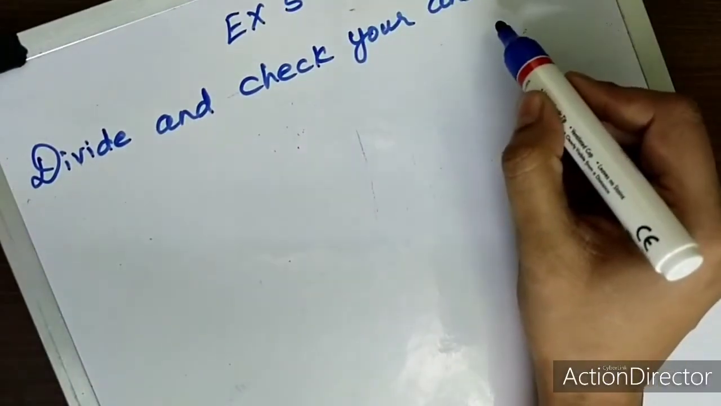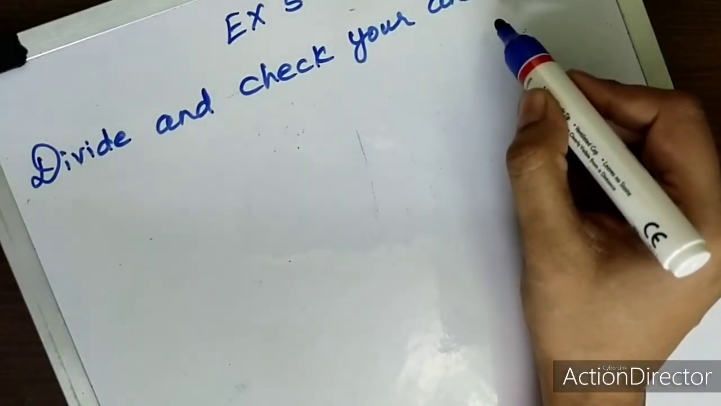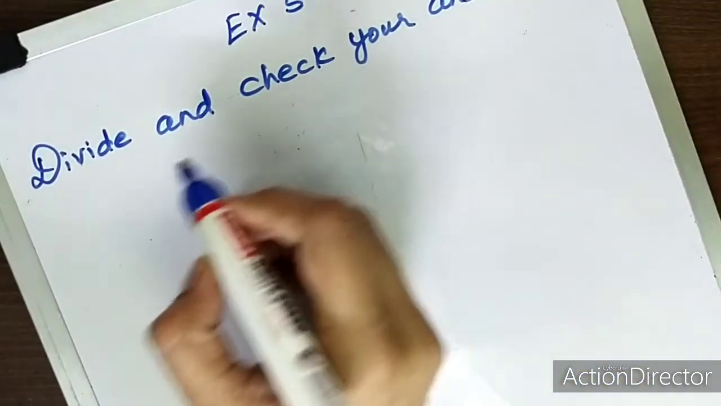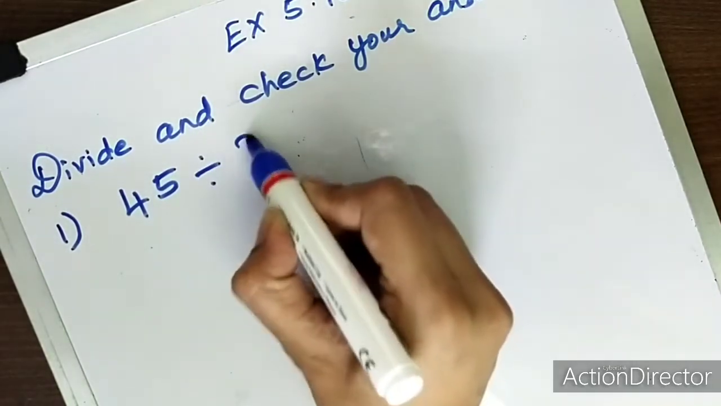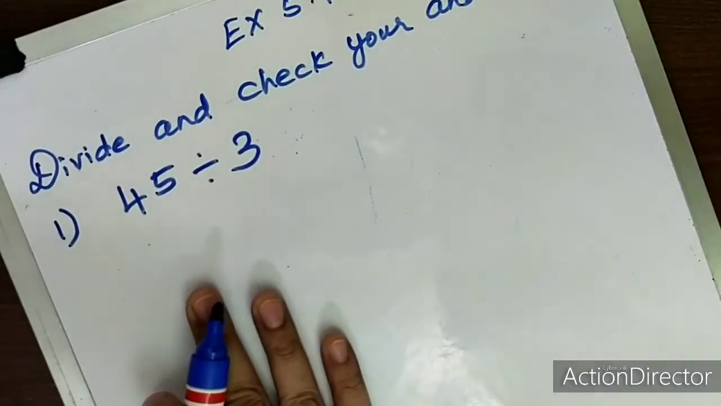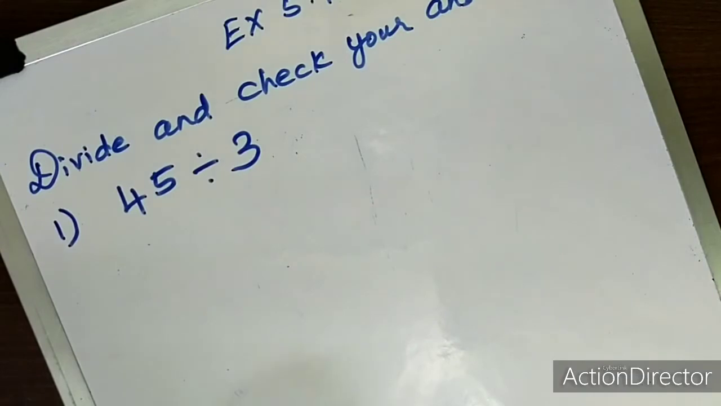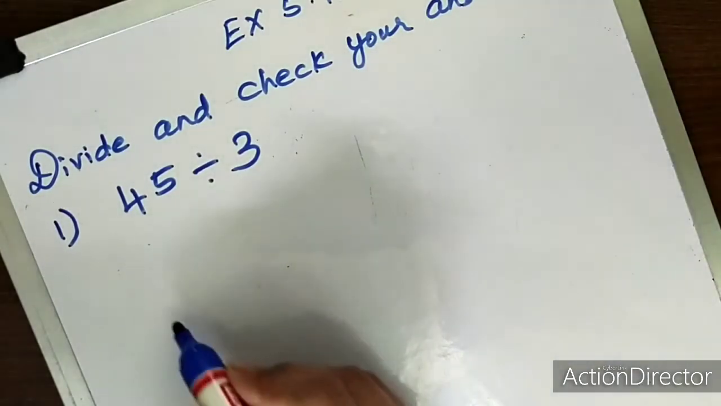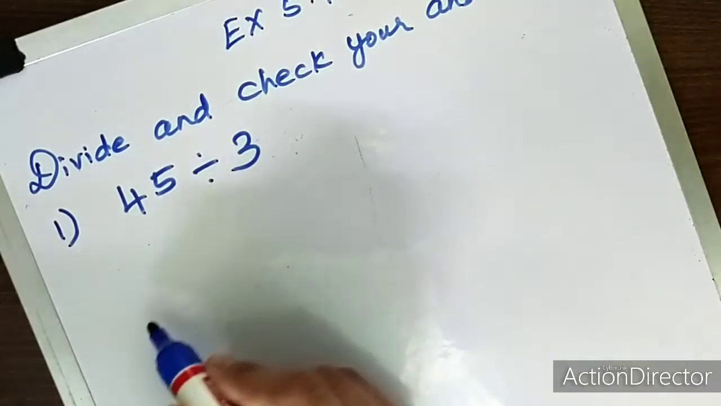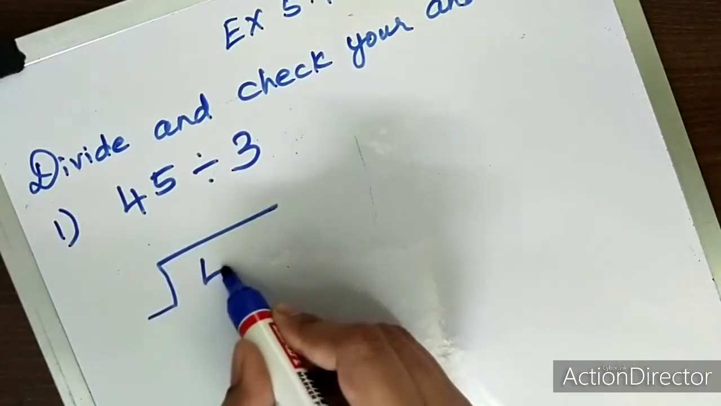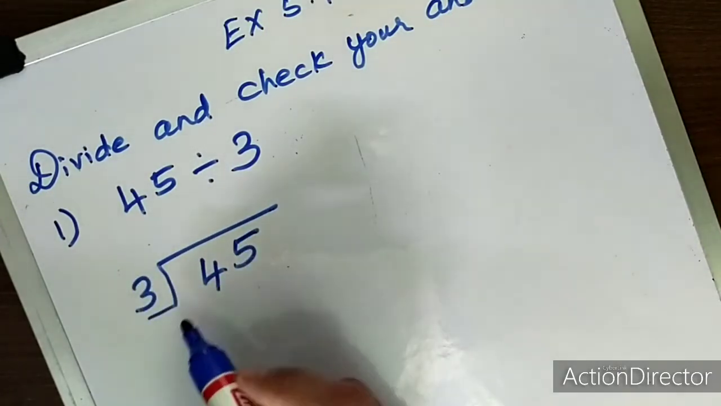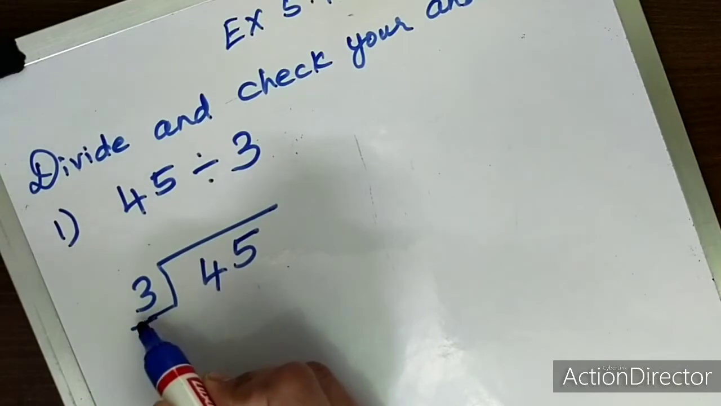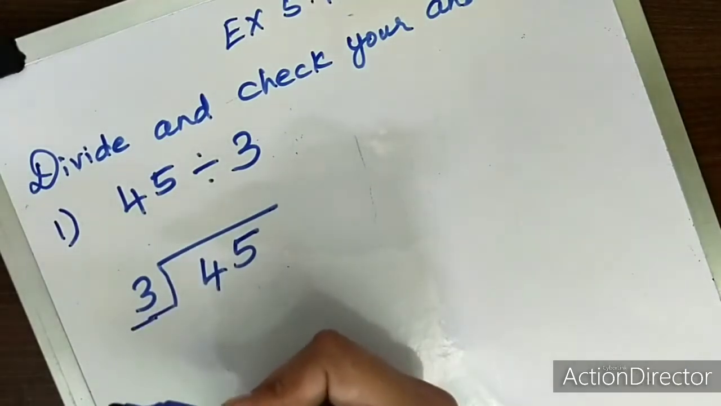Exercise 5.10, same thing, but this is division with regrouping. The first sum is 45 divided by 3. First we are going to do the division and find the quotient and remainder. Then we will check the answer. The dividend is 45 and the divisor is 3. What tables are we going to use? 3 tables.